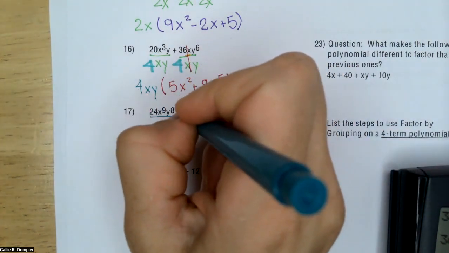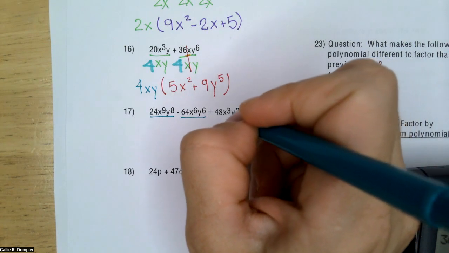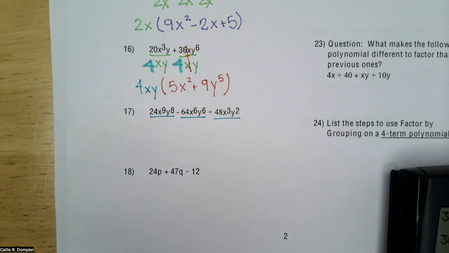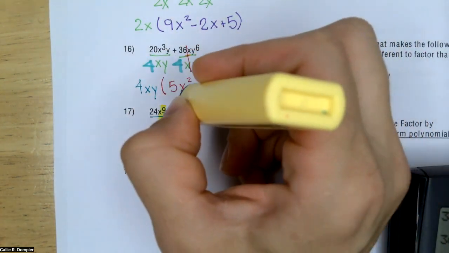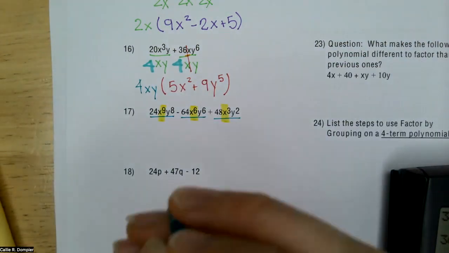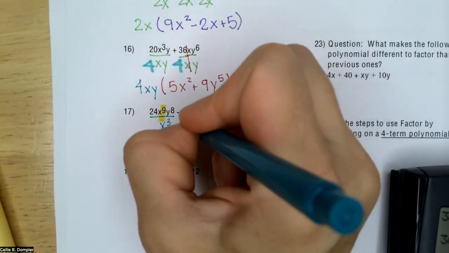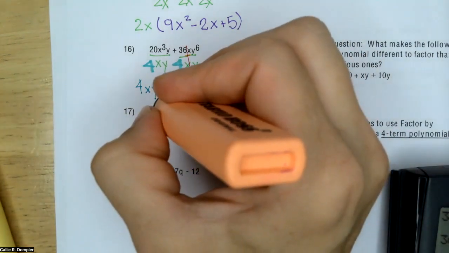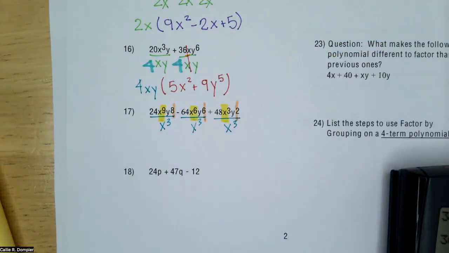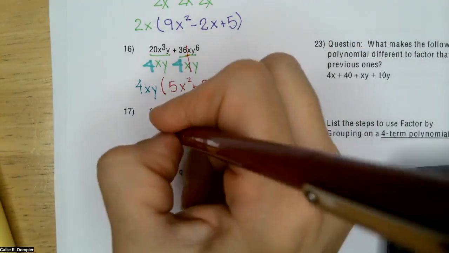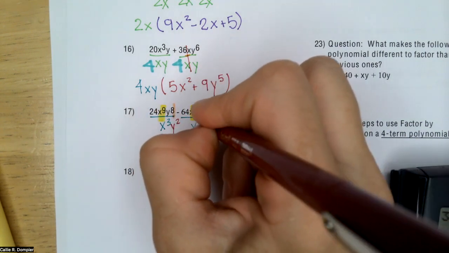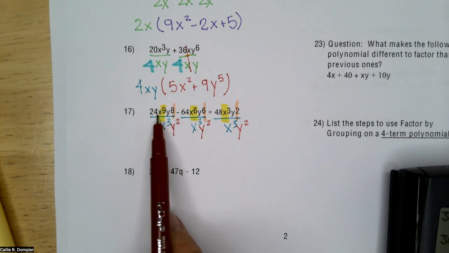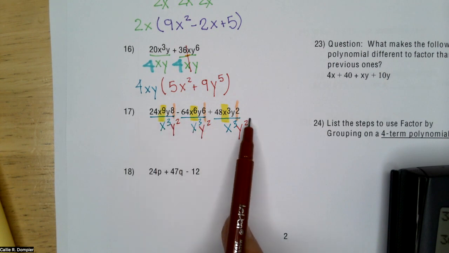24 x to the 9th y to the 8th, negative 64 x to the 6th y to the 6th, 48 x cubed y cubed. So let's just look at the variable x first. We have x to the 9th, x to the 6th, x to the 3rd. I'm going to say that that's x to the 3rd. For y, we have y to the 8th, y to the 6th, y to the 2nd. I'm going to say the smallest of those is y to the 2nd. You want to pick the smallest exponent of the variable that is common to all 3 terms.